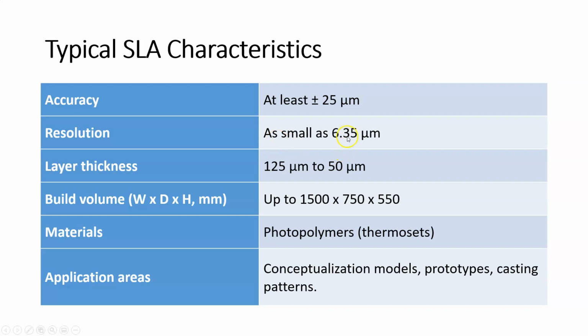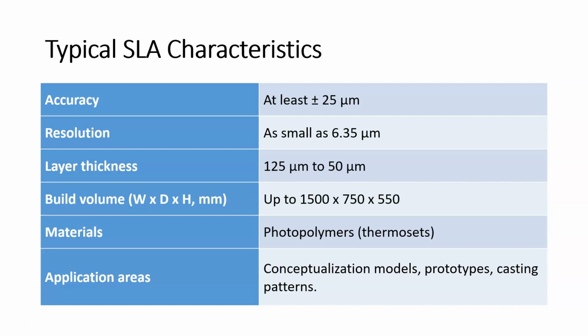Resolution as small as 6.35 microns, okay, which is tiny. That is very, very small. Layer thickness, right, that's in the Z direction, is anywhere from 125 microns to 50 microns. The build volume can be quite large, right? There are industrial vat photopolymerization or SLA printers that can print quite large. You're only constrained by the amount of resin that you can use, okay? So up to 1500 by 750 by 550 millimeters in cubic volume.